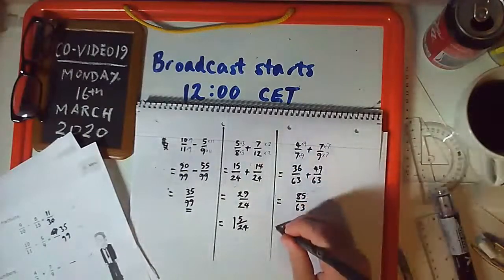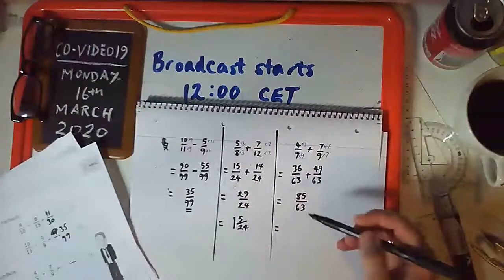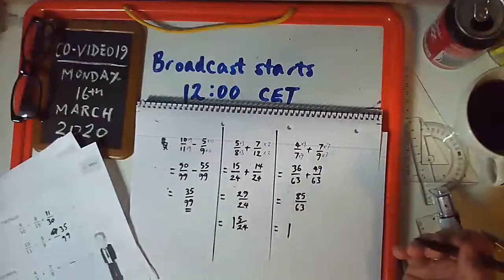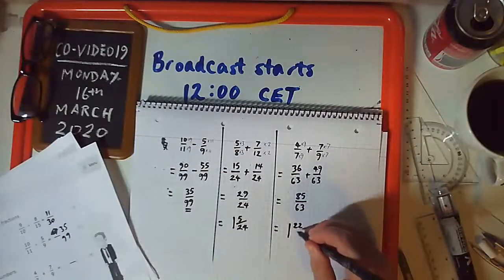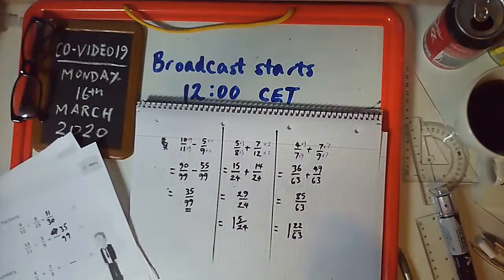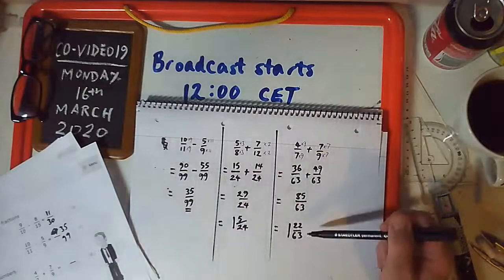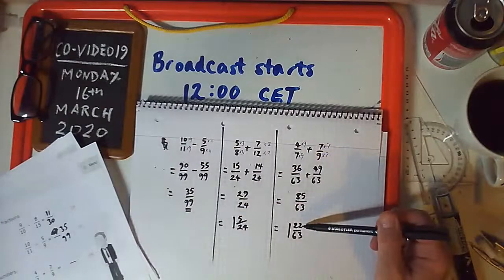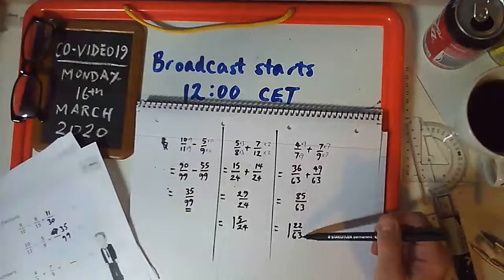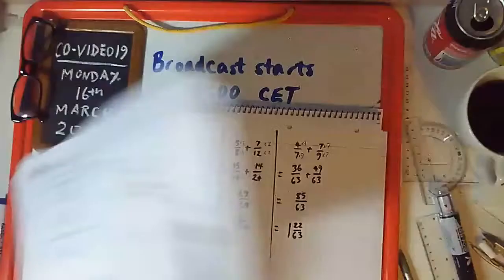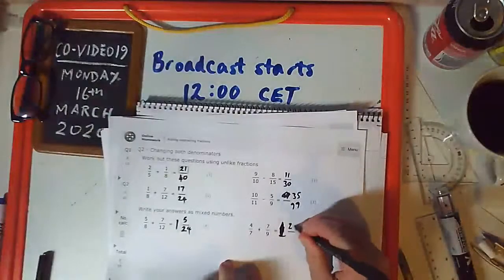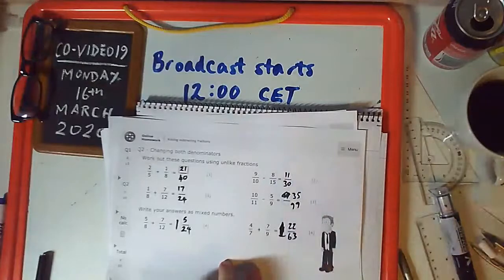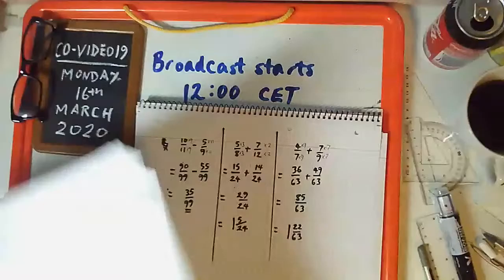85 out of 63. Now 63 goes into 85 one time, but then we've still got 22 left over. So that's the same as 1 and 22/63. Let me just think about whether that reduces. 22 divides by 2 or 11, 63 doesn't, so that fraction doesn't reduce. 1 and 22/63 is my answer.